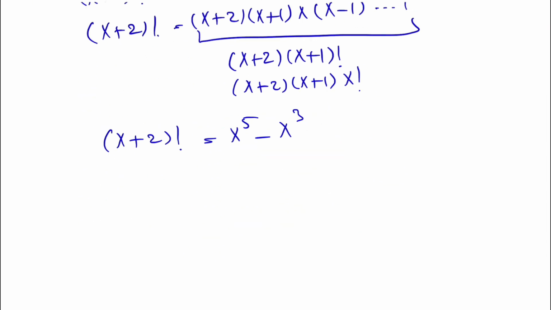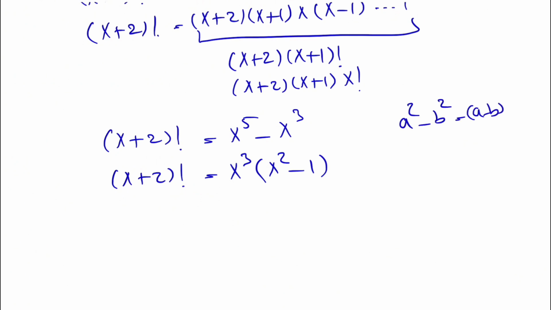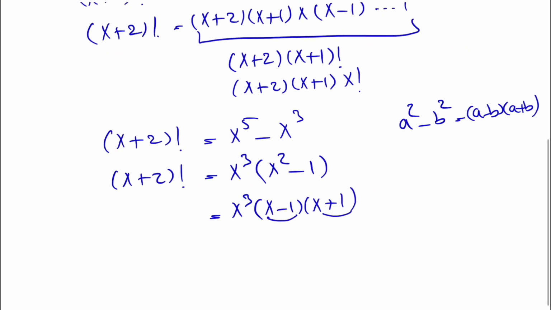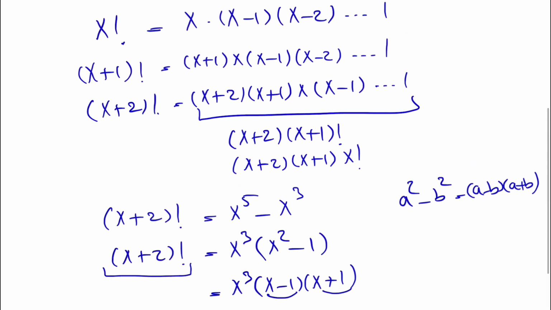So let's do what we just discussed. We're going to factor x cubed and we'll get x squared minus 1, and here we have a difference of two squares, a squared minus b squared, which will be (a minus b) times (a plus b). Alright, so if we do that, we'll have x cubed times (x minus 1) times (x plus 1), and now we are seeing that this can be inside of this (x plus 2)! from what we discussed in here.